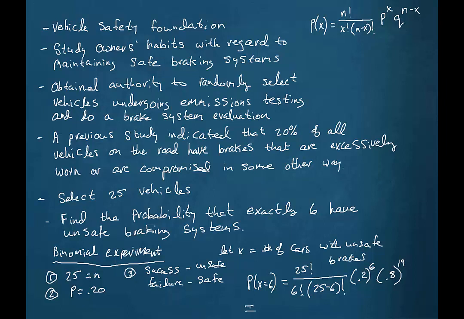Obviously, we're going to need a calculator of some sort to calculate this probability. This probability comes out to 0.1633 if we round to 4 decimal places. In the next video, we'll look at the tools that we will use for calculating these probabilities.